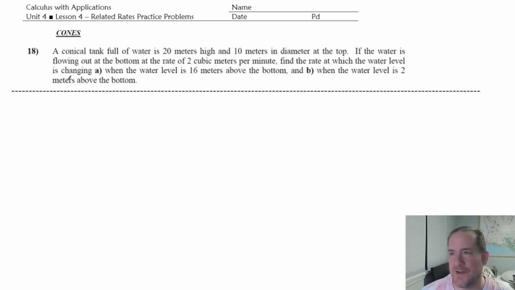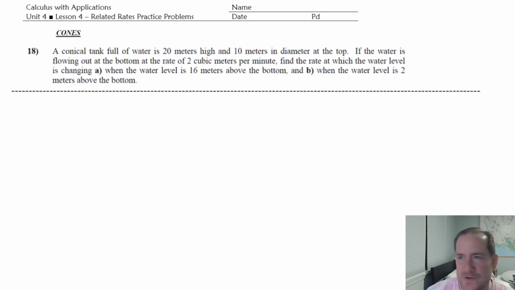But looking here at 18, it says a conical tank full of water is 20 meters high and 10 meters in diameter at the top. If the water is flowing out at the bottom at a rate of 2 cubic meters per minute, find the rate at which the water level is changing when the water level is 16 meters above the bottom and when the water level is 2 meters above the bottom. If you can do part A, you can do part B. There's no real difference between those two things.